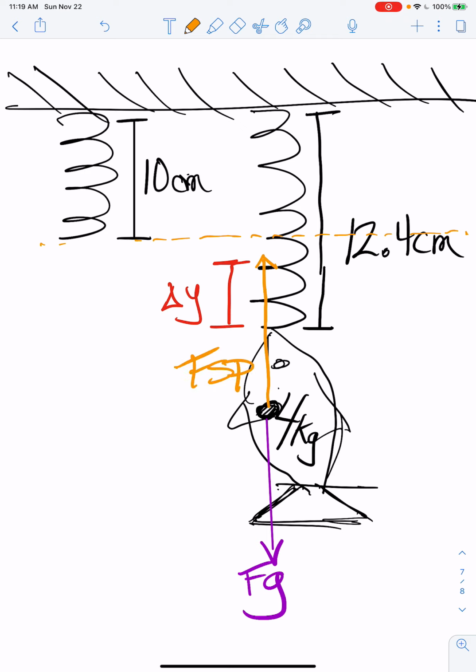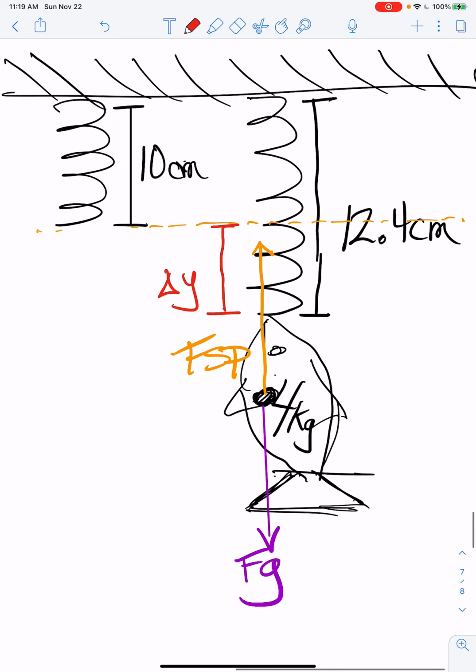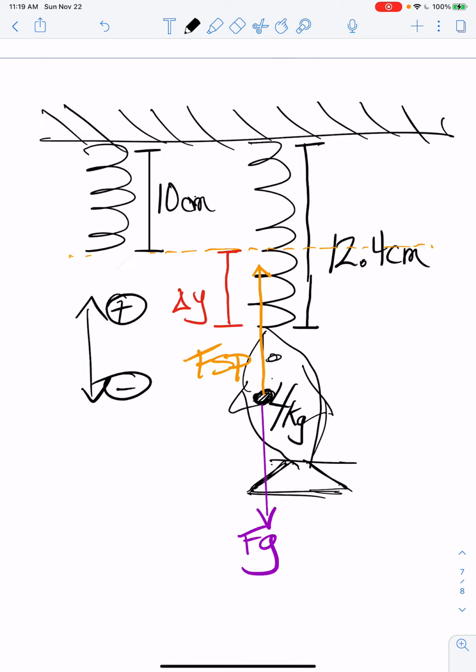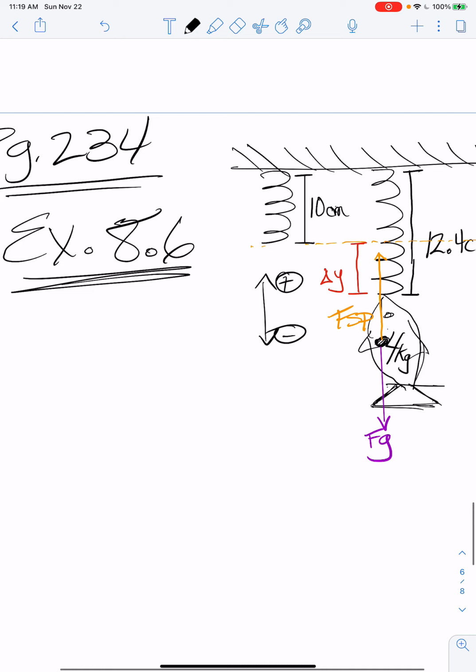Since the displacement delta y was in the negative direction, or down, this restoring force is going to point up. I've got to redraw that red because this delta y is all the way to equilibrium. Anyhow, two forces on this fish. When we do these free body diagrams, let's call up positive, down negative. Let's go ahead and sum our forces.